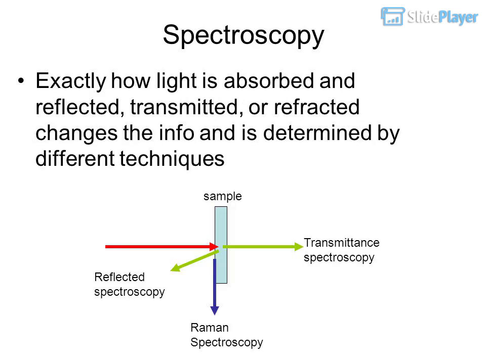Exactly how light is absorbed and reflected, transmitted, or refracted changes the information and is determined by different techniques: reflectance, transmittance, Raman.